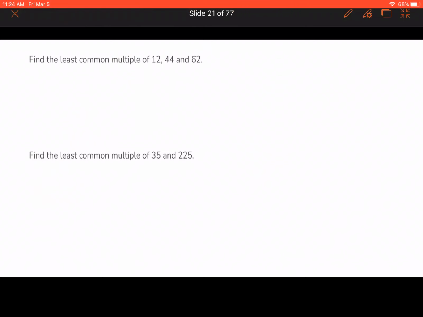Okay, now we'll see this sum: 12, 44 and 62. Let's find all the factors for this and write it down like this.